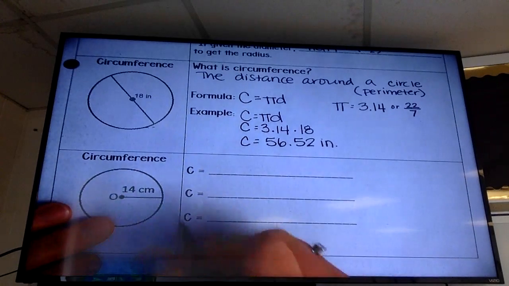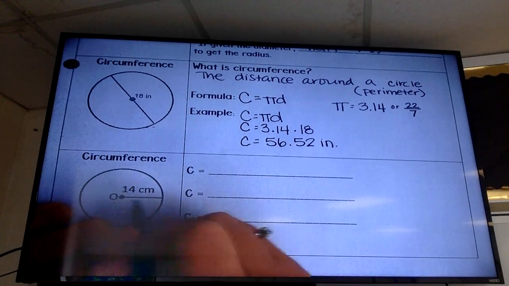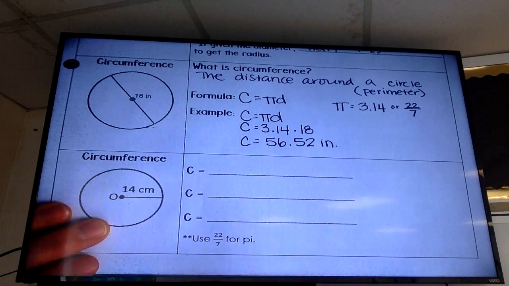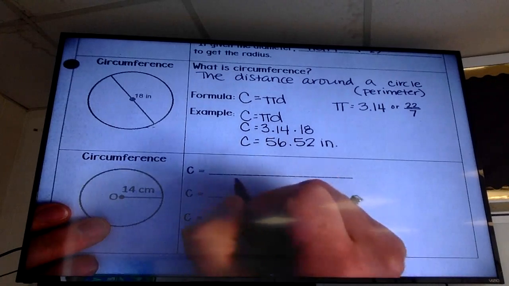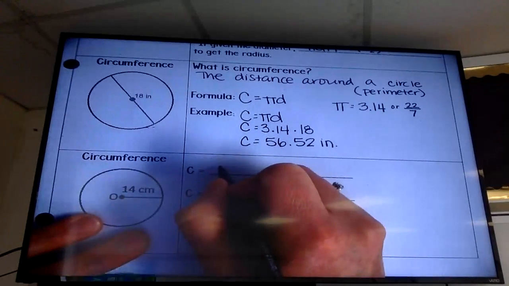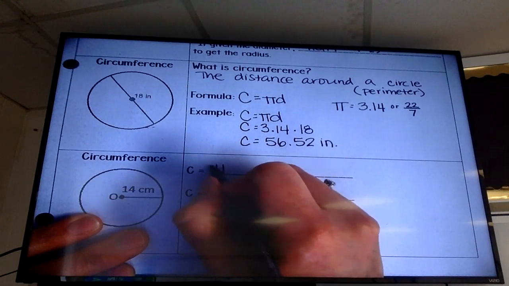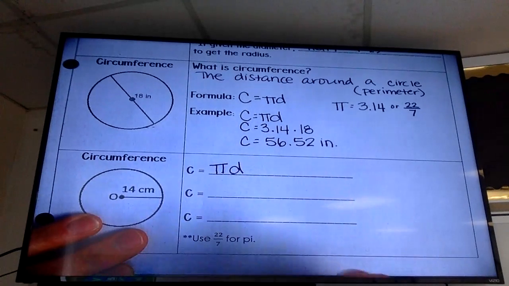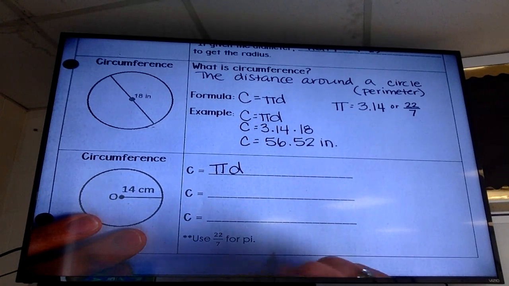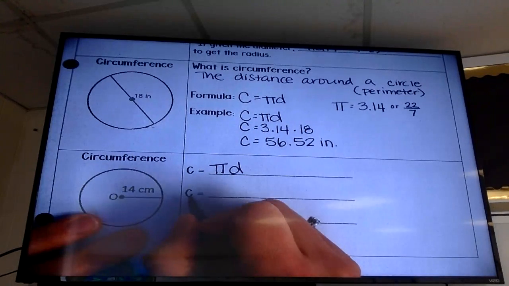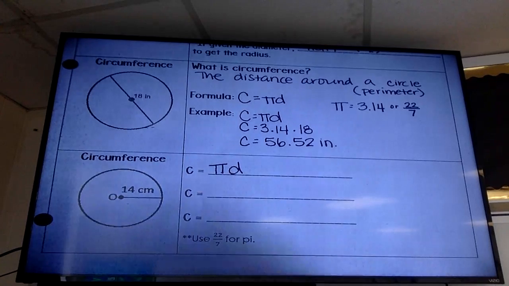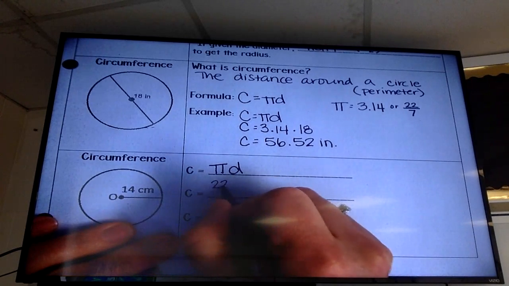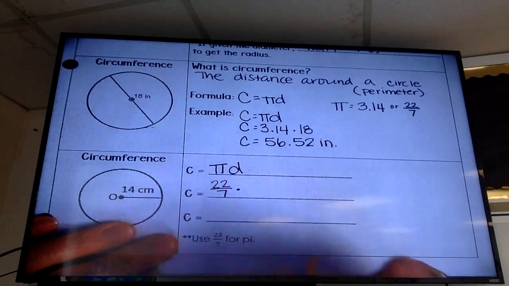Okay, let's try another one. So here's my circle. I see that the radius is 14 centimeters. It also down here says, this time we're going to use 22 sevenths for pi. Okay, so always start with the formula first. So circumference formula is pi times diameter. Okay, fill in what we know. We don't know the circumference, so it still says C equals. And then for pi, it says we're going to use 22 sevenths. So 22 sevenths times the diameter.